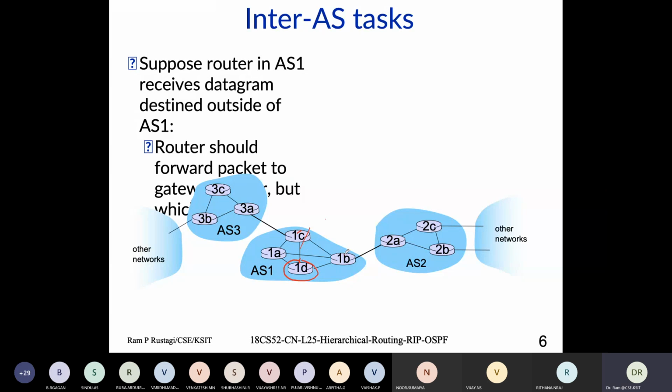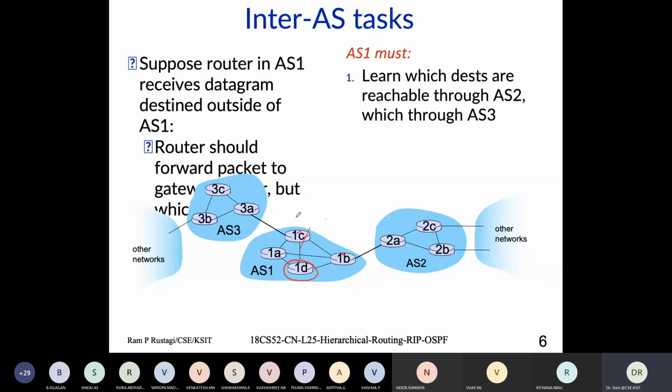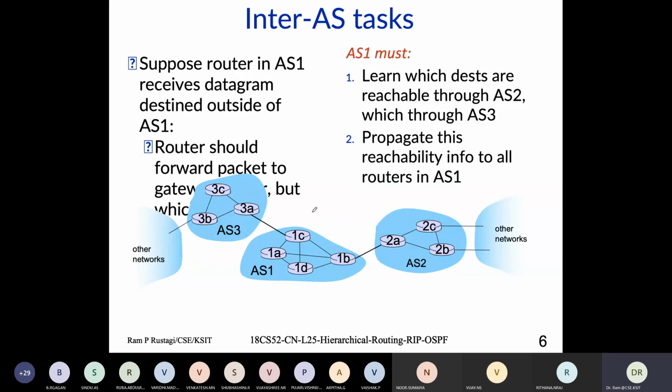Should it go to 1B? It needs to know which is the connecting gateway, and that is what it must do. So router 1D must know which networks are reachable through AS2, and only for those networks, packets should go to 1B. And for all the networks which are in AS3 or connected via AS3, packets should go to 1C. That means 1D should know not only the external networks, but also which is my best next hop for each external network. It needs to get that information, and that's the job it must do.